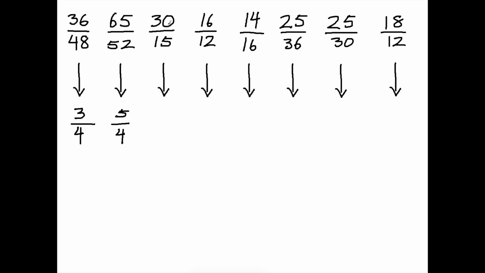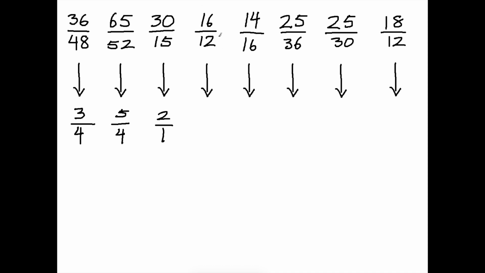Next, 30 divided by 15. Well, as it turns out, 15 is a factor of 30 because 30 can be written as a product of 15 times 2. This means that this is equal to 2 divided by 1, right? Because 30 is exactly twice the size of 15.